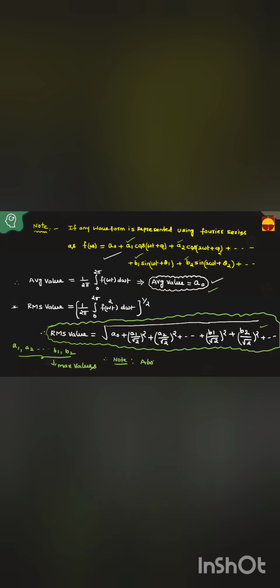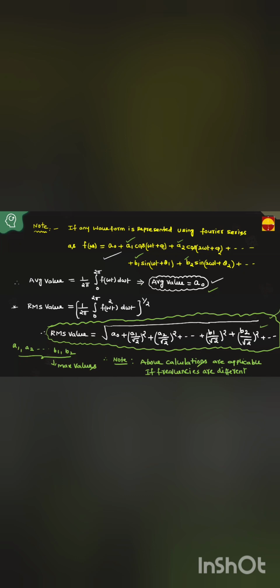Above calculations are applicable if frequencies are different. If frequencies are equal, for example, this is omega t, this is also omega t, this is also omega t, don't apply this formula directly. What you can do is first simplify using phasor form, then apply this formula. You have to remember that point.